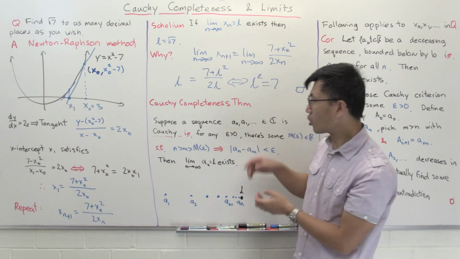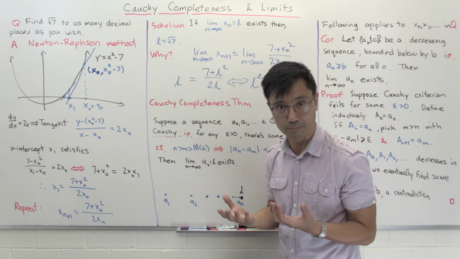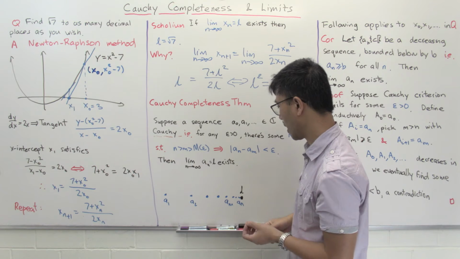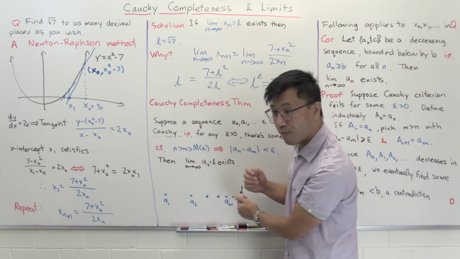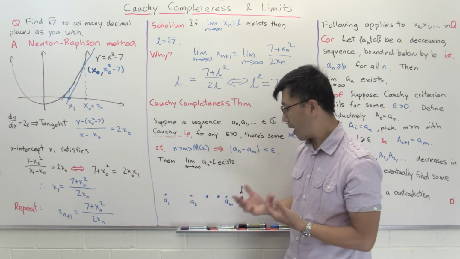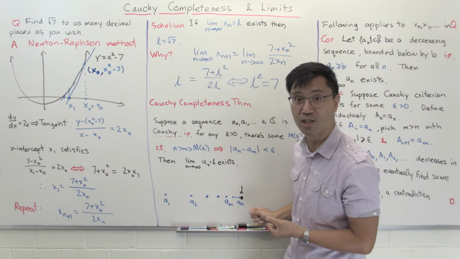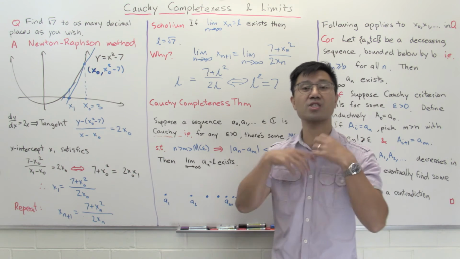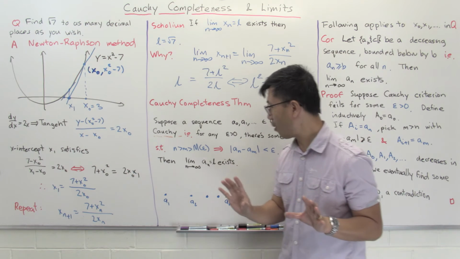And what the Cauchy completeness theorem says is the converse of this result. So that if eventually all these sequence values get as close to each other as you like and stay as close to each other as you like, then the limit will actually exist. So that's the Cauchy completeness theorem. So let's state it formally and properly now.